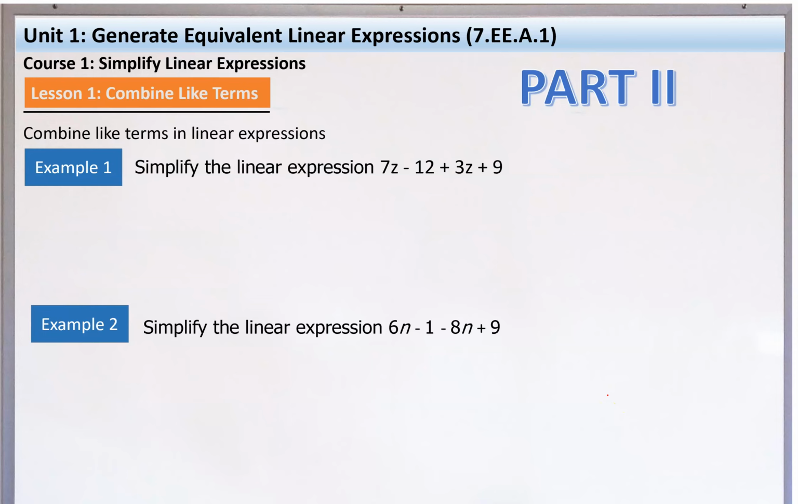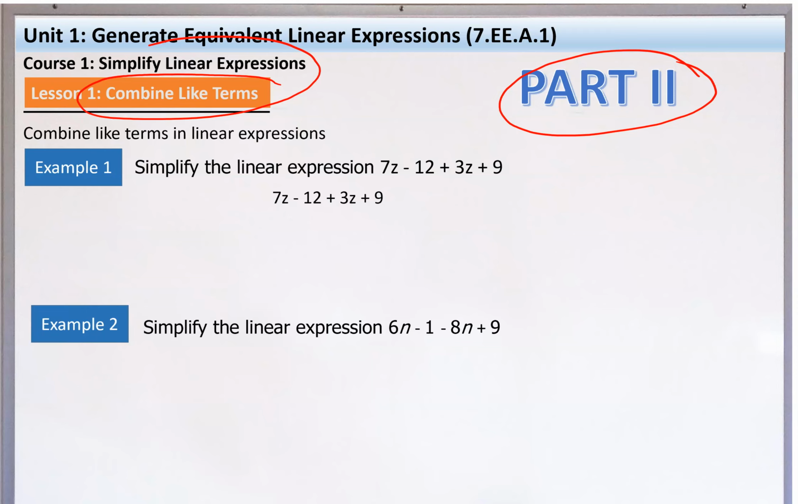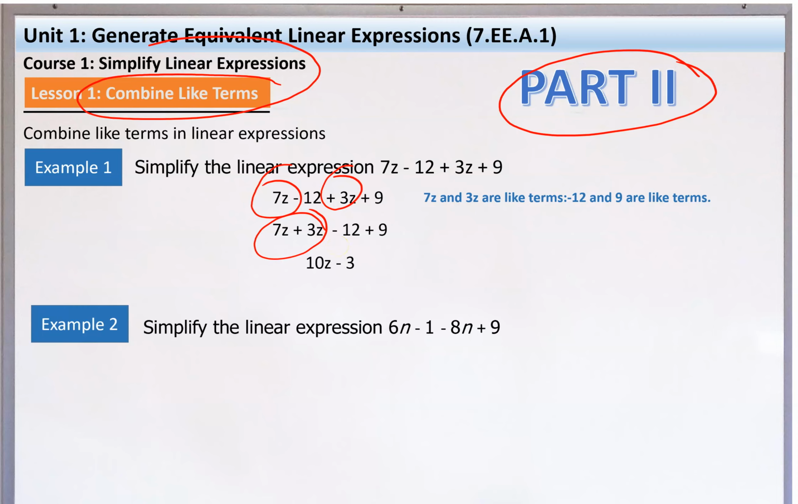Hello and welcome back. This is part 2 of simplifying linear expressions by combining like terms. Just a quick review of what we did in part 1. We identified the like terms in each linear expression, and then we combined them. So our 7z plus 3z, 7 times some number z plus 3 times some number z, gives us 10 times some number z, and negative 12 plus 9 gives us negative 3.